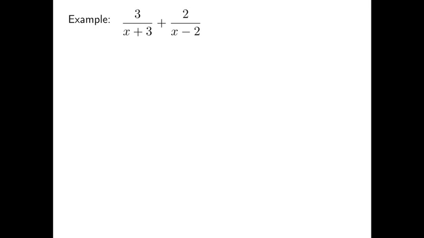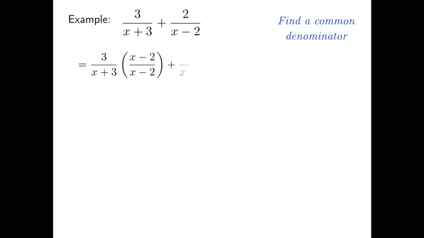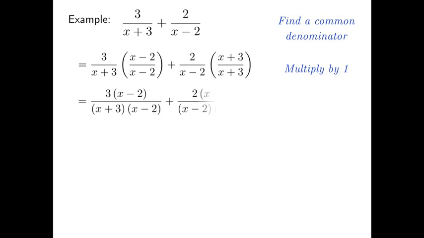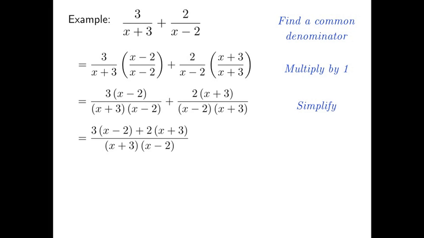Here's another example. 3 over x plus 3, plus 2 over x minus 2. Again, let's find a common denominator. In this case, our common denominator will be quantity x plus 3 times quantity x minus 2. Here we have us converting our fractions into the common denominator form by multiplying by 1. Now we multiply the numerators and denominators of each, and we see that we have our common denominator. We can now simplify, and write it all as one fraction.